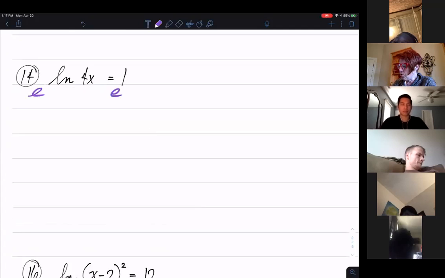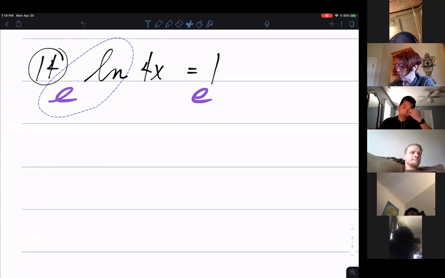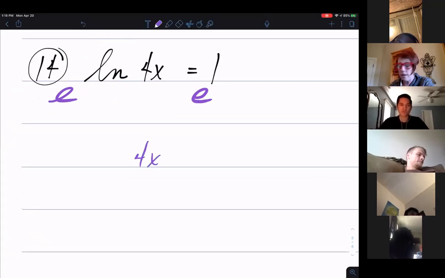Okay, so now that I've done that, on the left side, an e and a natural log, these guys cancel each other out. So this is just going to be left with a 4x. And on the right side, this is an e, or an e raised to the first power. The direction said to get x alone, to solve for x. So divide by 4. So x is equal to e over 4.